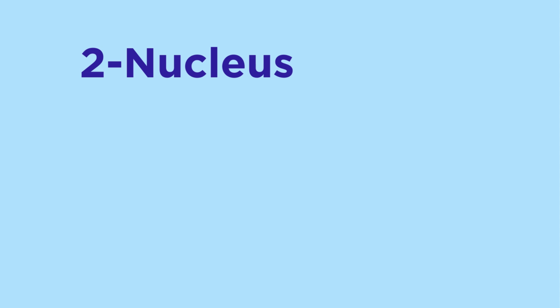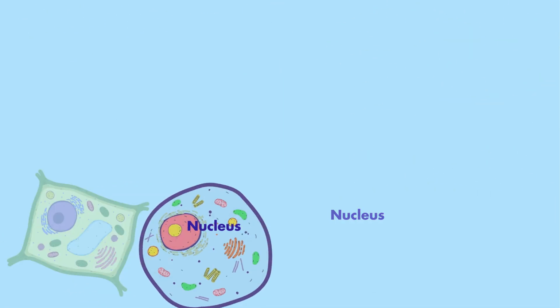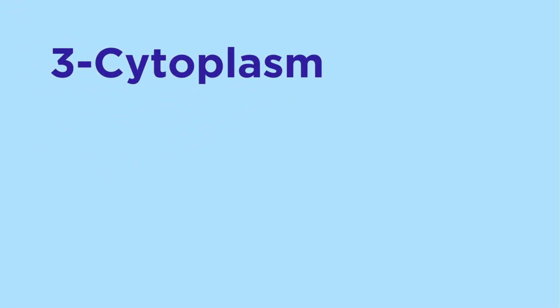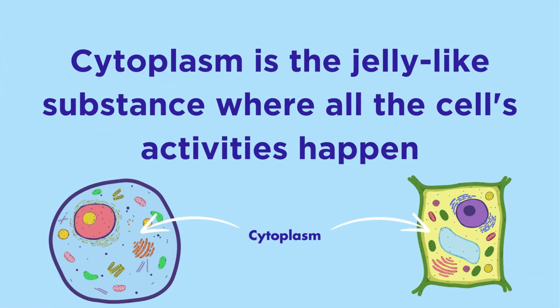Number 2. Nucleus. The nucleus is the control center of the cell, containing DNA, which carries genetic information. Number 3. Cytoplasm. Cytoplasm is the jelly-like substance where all the cell's activities happen.